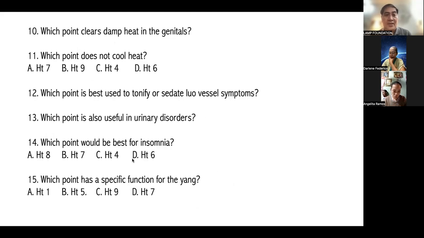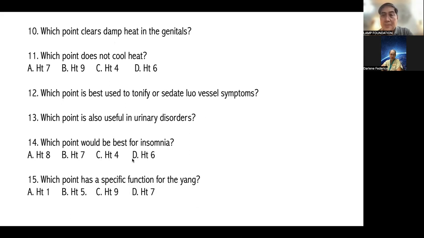Let's go to number 13. Which point is also useful in urinary? Doc, ang sagot ko yan, heart 5 ko, Doc. Mali. So mag-isip-isip ka. Pag masyado, 'di ba, urinary disorders is actually small intestine. So ang tanong ko, pag masyado ng, you know, yung pag-ihi masyadong mainit, no? So grabe yung fire niyan. So what do you think is so you will have to deal with something, a point that is very useful for heart fire. And what is that point? Which we just mentioned a while ago.